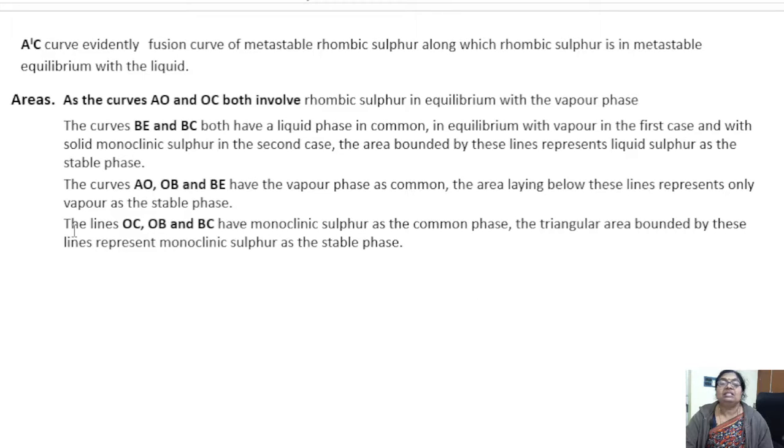So here I am going to discuss the area of the curves AO and OC, where rhombic sulfur is in equilibrium with the vapor phase. It is already known that curves AO, OB and BA have the vapor phase in common. The area lying below these lines represents only vapor as the stable phase. The lines OC, OB and BC have monoclinic sulfur as the common phase. The triangle area bounded by these lines represents monoclinic sulfur as a stable phase.